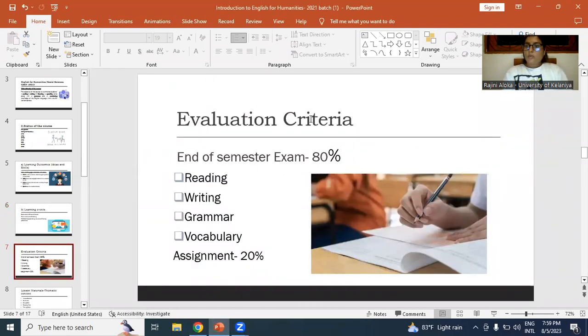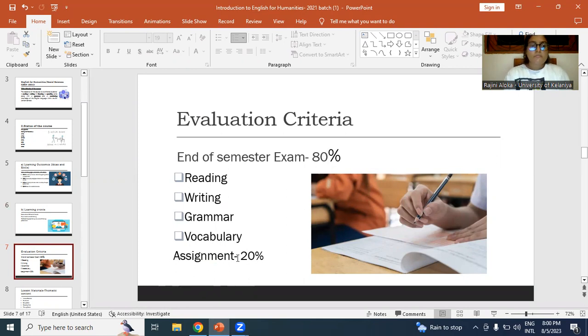Moving to the evaluation criteria, you have an end of semester exam which will give you 80% of your marks. Okay, you can score 80% of your marks from the end of semester exam, which will cover reading, writing, grammar, and vocabulary parts. Okay, and there's an assignment coming up for 20% of your marks, which is a speaking based assignment. Okay, we will be discussing further about this.